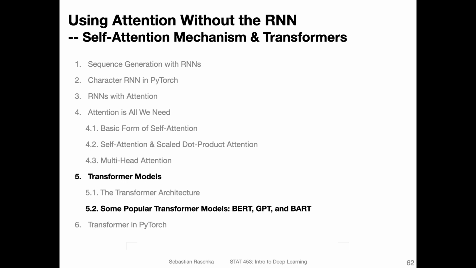Okay, so this was probably a very long video now on how the transformer architecture looks like. In the next video, I will talk also about some other more modern transformer architectures on a big picture level. There have been popular models like BERT, GPT, and BART. Of course, there are many more, but these are the most popular ones. I will briefly talk about those, and then we will end this lecture with an implementation in PyTorch.